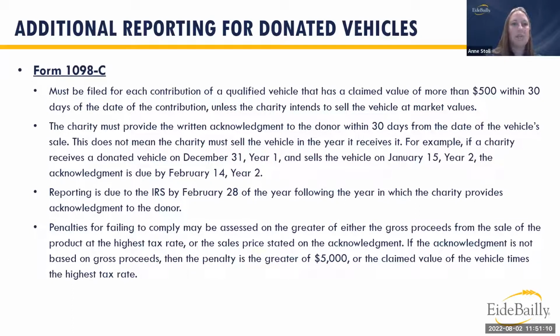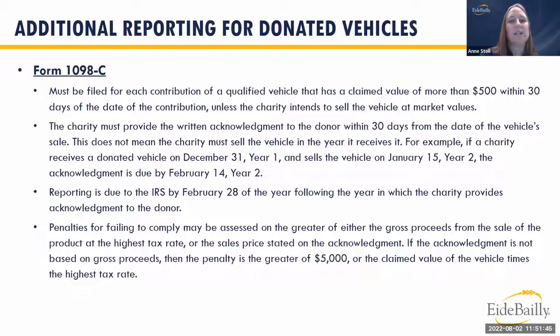There is that Form 1098-C. This must be filed for each contribution of a qualified vehicle that has a claimed value of more than $500, and it needs to be given out within 30 days of the date of the contribution, unless the charity is intending to sell the vehicle at market value. So that written acknowledgement has to be provided to the donor within 30 days of the date of the vehicle's sale, if it is being sold.